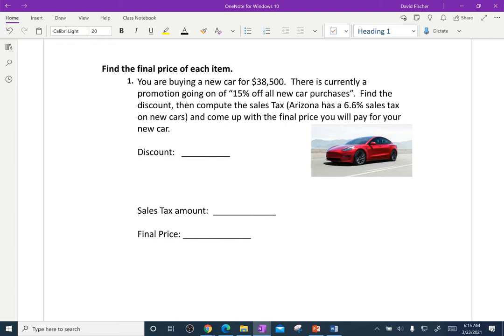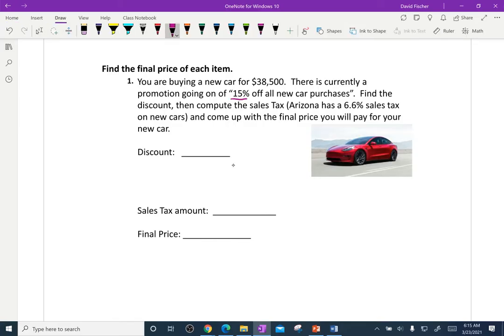So, lucky you, you're going to buy a car for $38,500. There's currently a promotion going on for 15% off of all new car purchases. Find the discount, then compute the sales tax. It says Arizona, and I looked this up this morning, has a 6.6% sales tax on all new cars. Come up with the final price you're going to pay for this car. So we need to take this 15% off of this amount up here. Let's find out what that amount is on our discount.